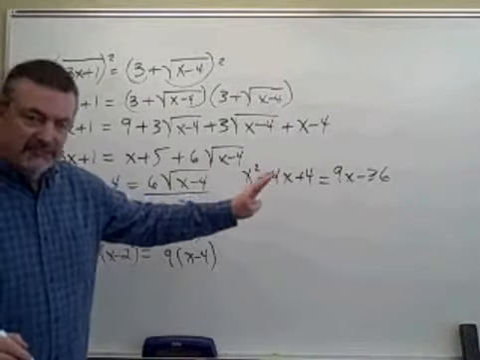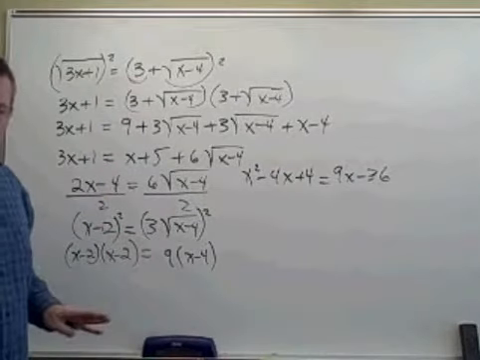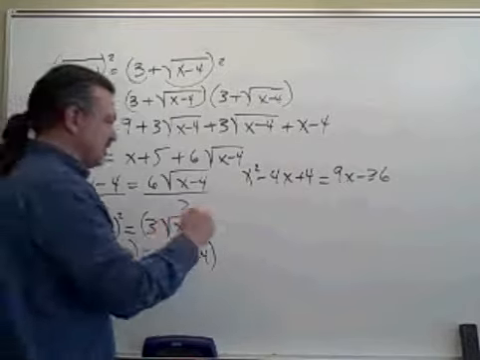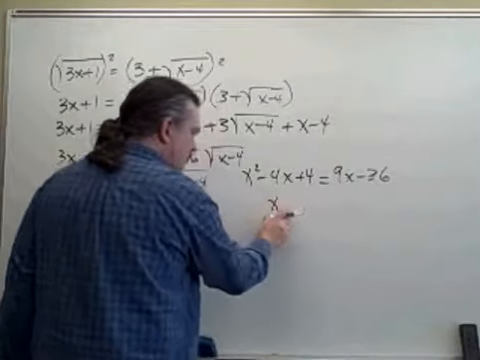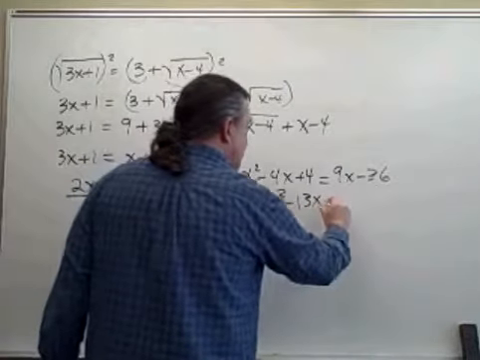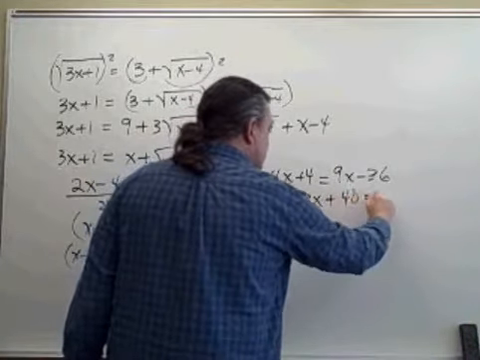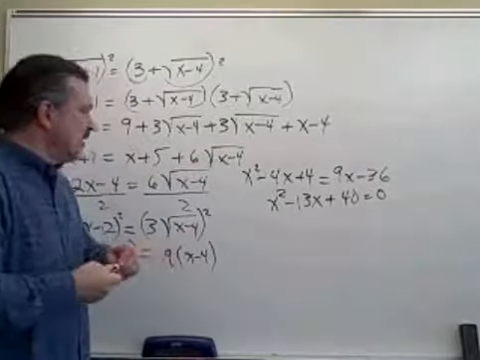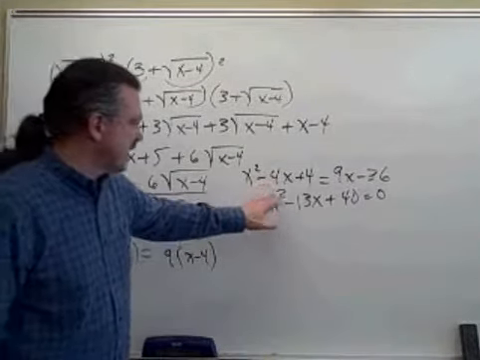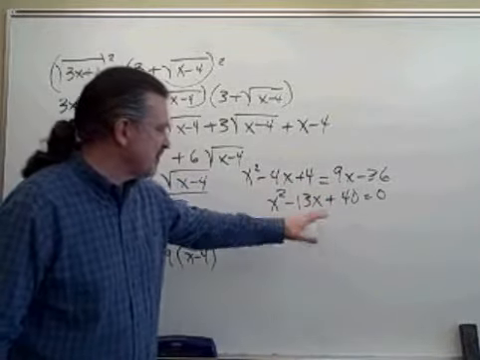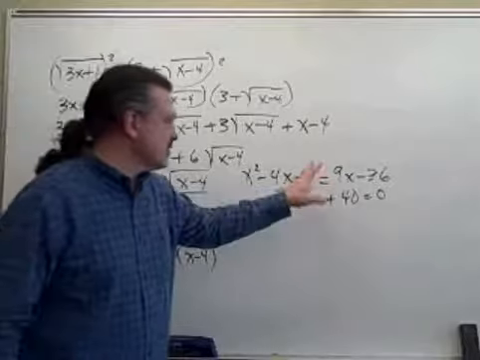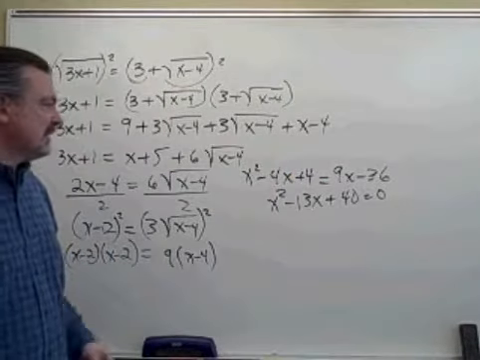Now I have finally, after getting rid of both of the radical expressions, a nice quadratic equation I can try to solve. So let's put it in standard form. So that'll be x squared minus 13x plus 40 equals 0. I'll subtract 9x from both sides, so minus 4x minus 9x more gave me the minus 13x. I'll add 36 to both sides. 36 added to 4 gives me 40.